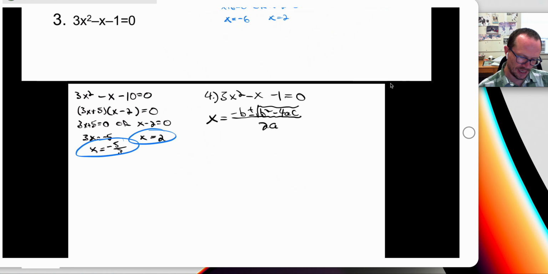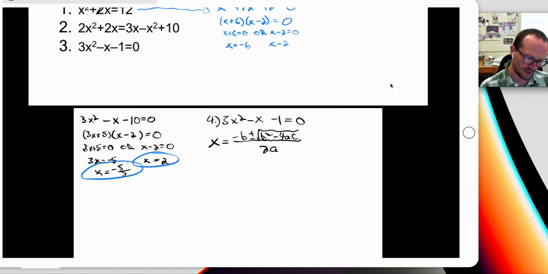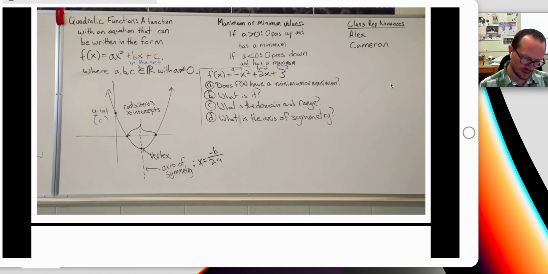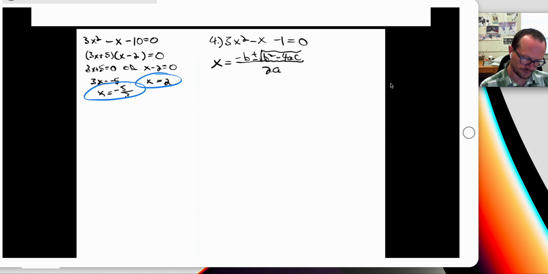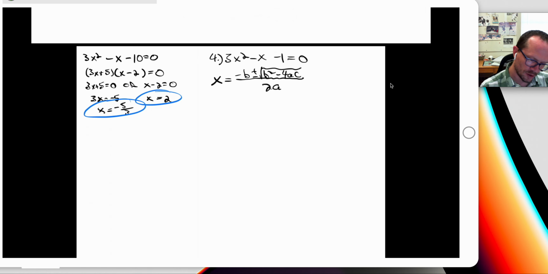So I can plug in my a, b, and c values. Going back up to this right here, a is the coefficient of x squared. It's called the quadratic coefficient. b is the linear coefficient, and c is the constant term. So I read those off. a is 3, b is negative 1, and c is negative 1.